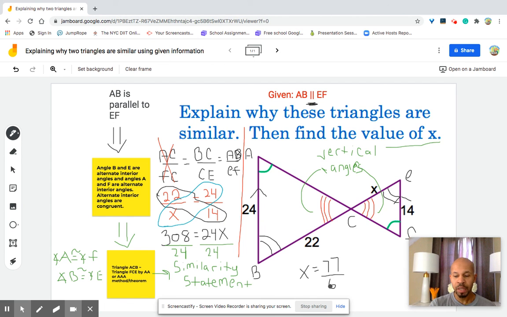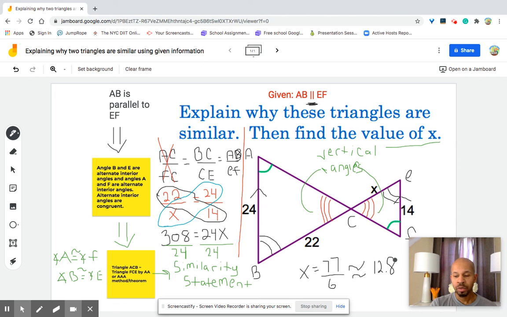This is one possibility, right? Now, if you wanted to write it as a fraction, you can do so. But they may also ask you to write it as a decimal. So let's say if they wanted you to round it to the nearest tenth, this is going to be, this is an approximate symbol, 12.8.